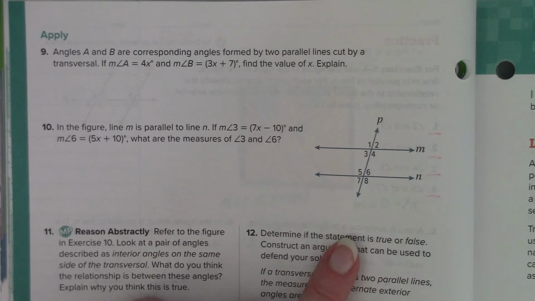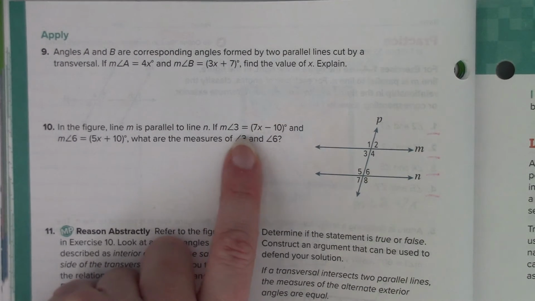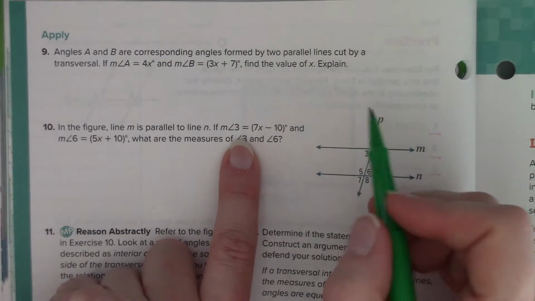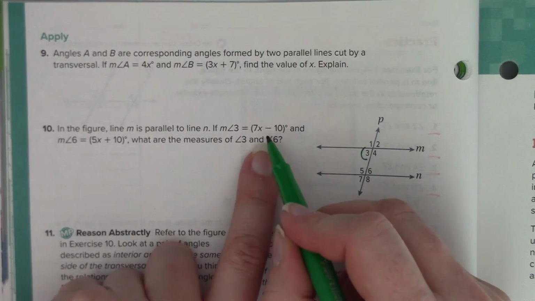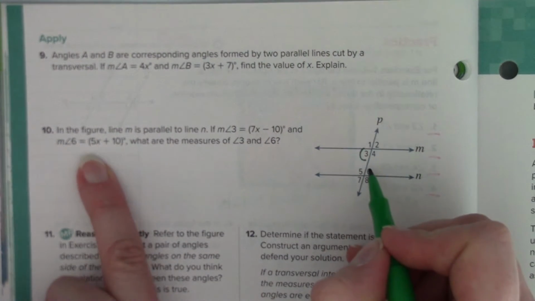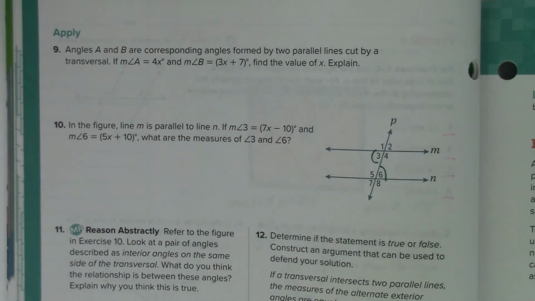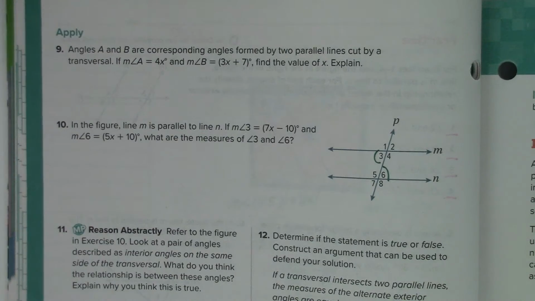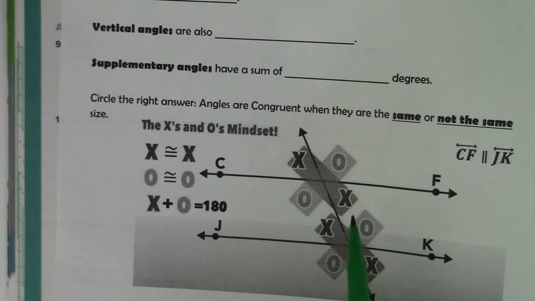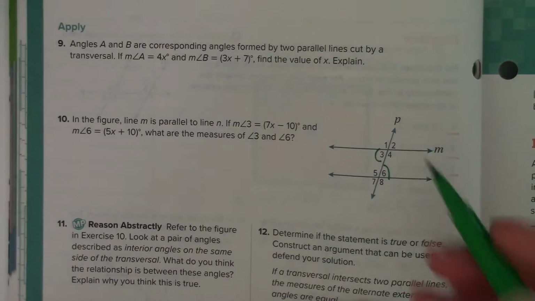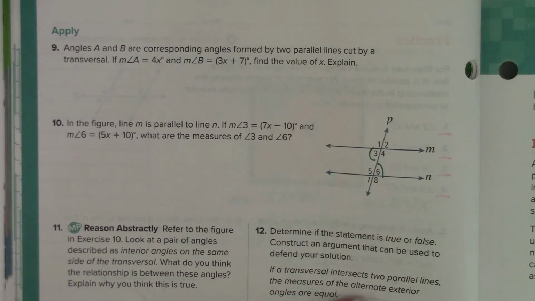All right, it says that angle 3 is equal to 7x minus 10, and angle 6 is equal to 5x plus 10. All right, these are alternate interior angles. Again, look on my diagram. All of my alternate interior angles are equal. If I needed to, I could create my diagram here if I can't remember that.